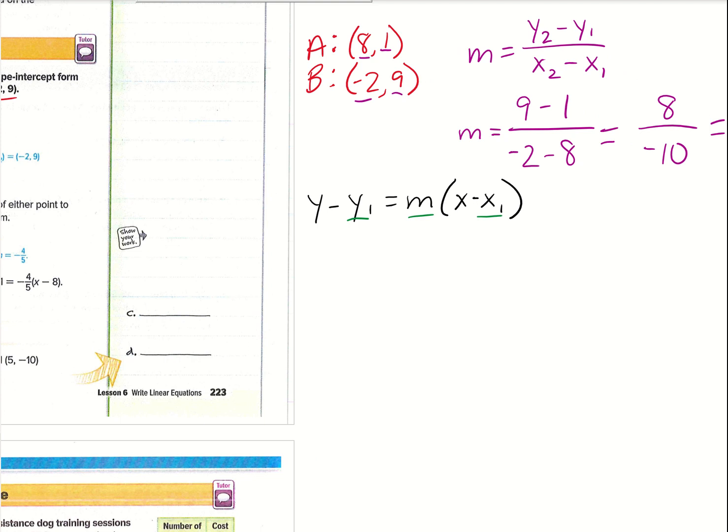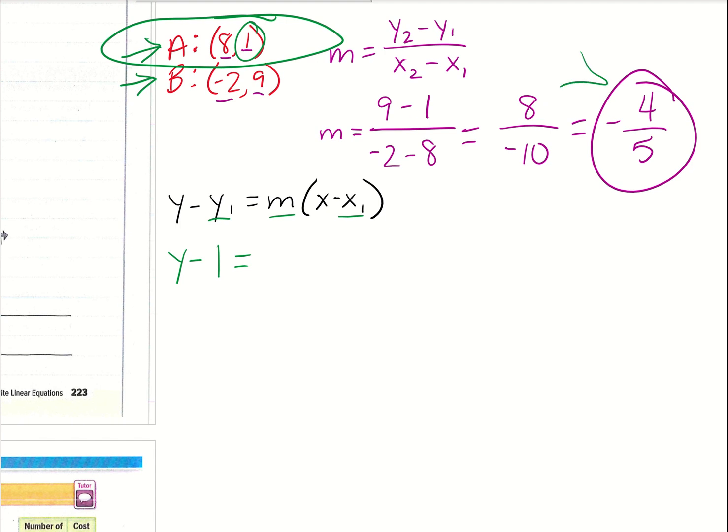So what we're going to do is pick either one of these points. It's totally up to you. I'm going to pick point A. So I'm going to leave y the same, and then I'm going to have minus my y1, which would be my y value from the point I selected. So 1 equals m, which is our slope that we just found right here, -4/5. And then x stays the same. We have minus our x value up here, which would be 8.